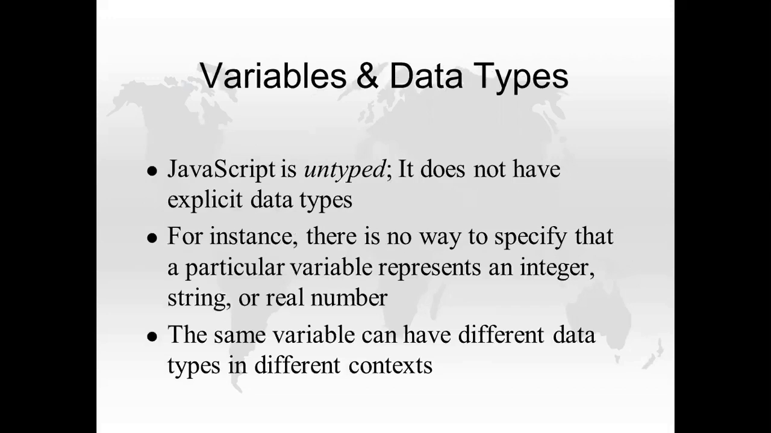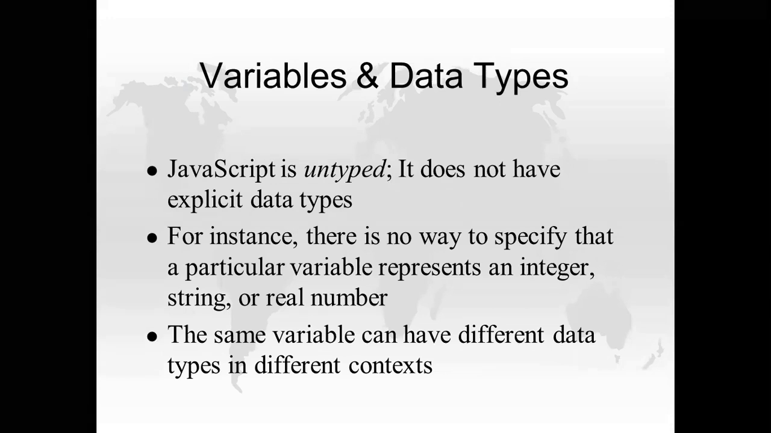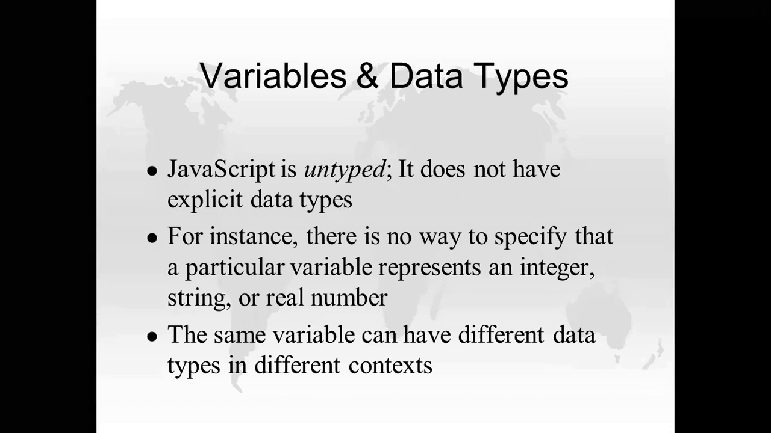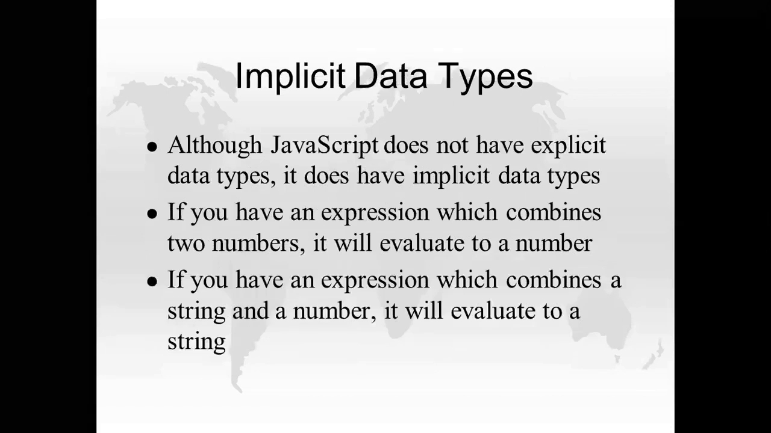Here you can see JavaScript is an untyped language. It does not have explicit data types. It is not necessary to give a data type to a variable. At execution time, or at runtime, it will automatically take that. That is type conversion. There is no way to specify that a particular variable represents an integer, string, or real number. So the variable can have different types in different contexts.